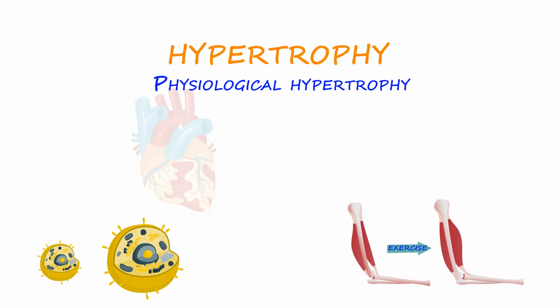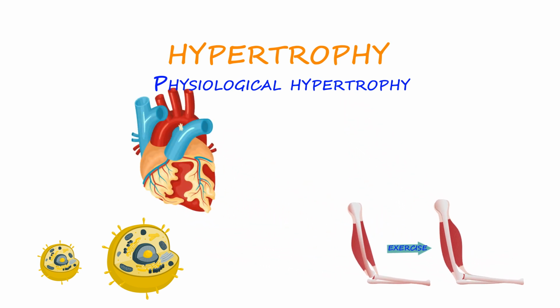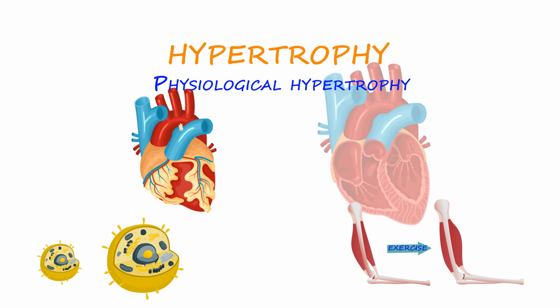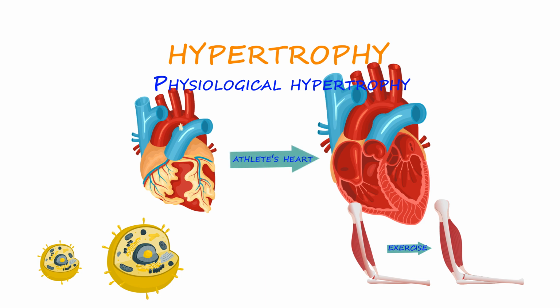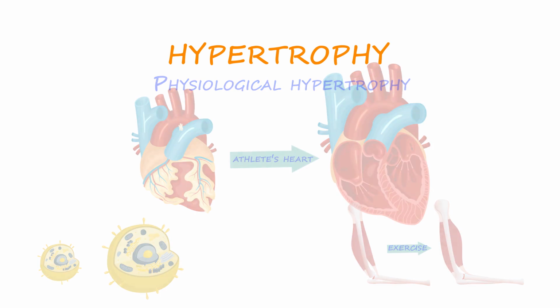Another example is cardiac muscle hypertrophy in athletes, commonly known as athlete's heart. During regular, intense training, the heart muscle strengthens to pump more blood effectively during physical activity. Importantly, physiological hypertrophy is reversible with detraining, preserves normal function, and enhances performance without pathological changes.